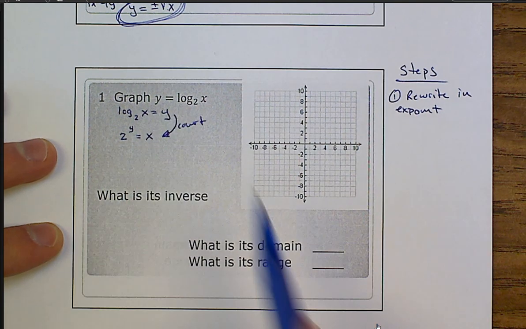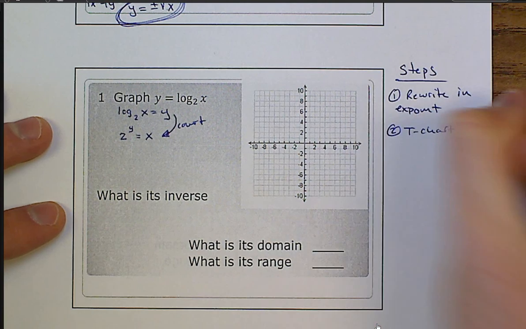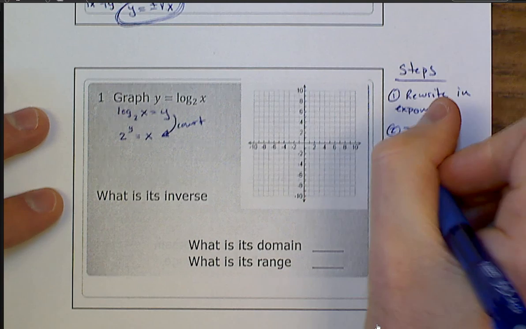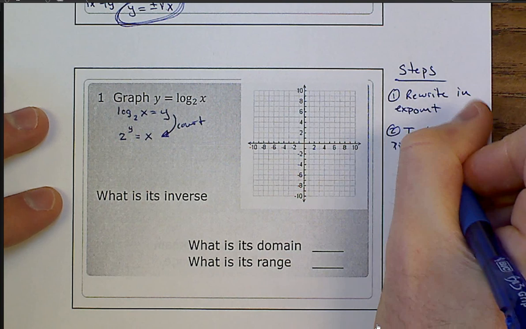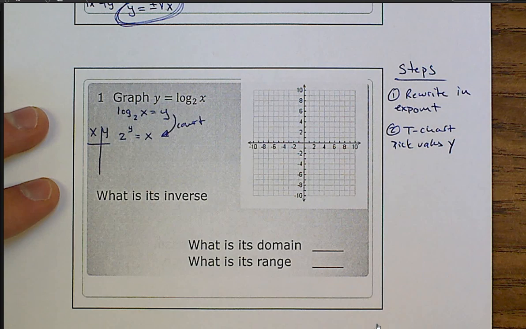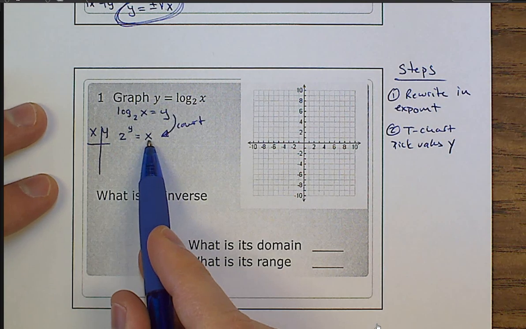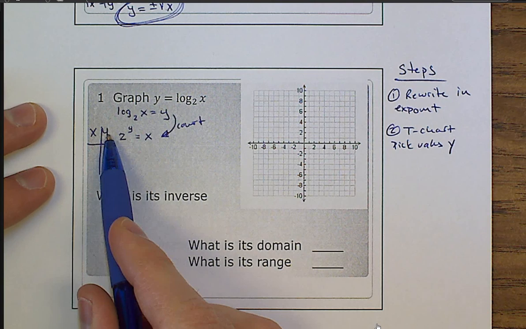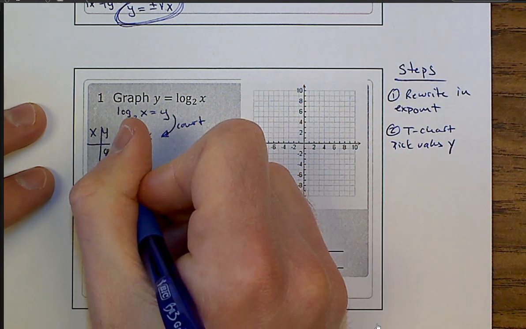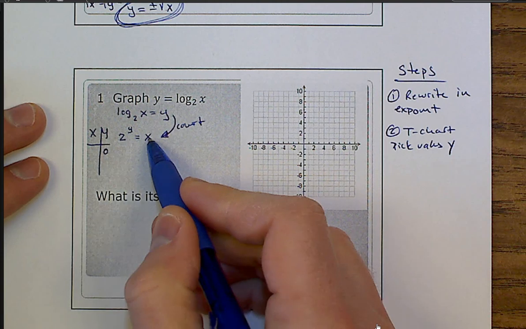Next thing, we're going to make a t-chart, and you're going to pick values for y. If you look at this, I have 2 to the y. So if you pick numbers for x, it's not going to work, right? You can't plug in numbers for x. You want to plug in numbers for y. So let's plug in a 0. If I plug in a 0 for y, what's 2 to the 0 power? 1. So 1 would equal x.